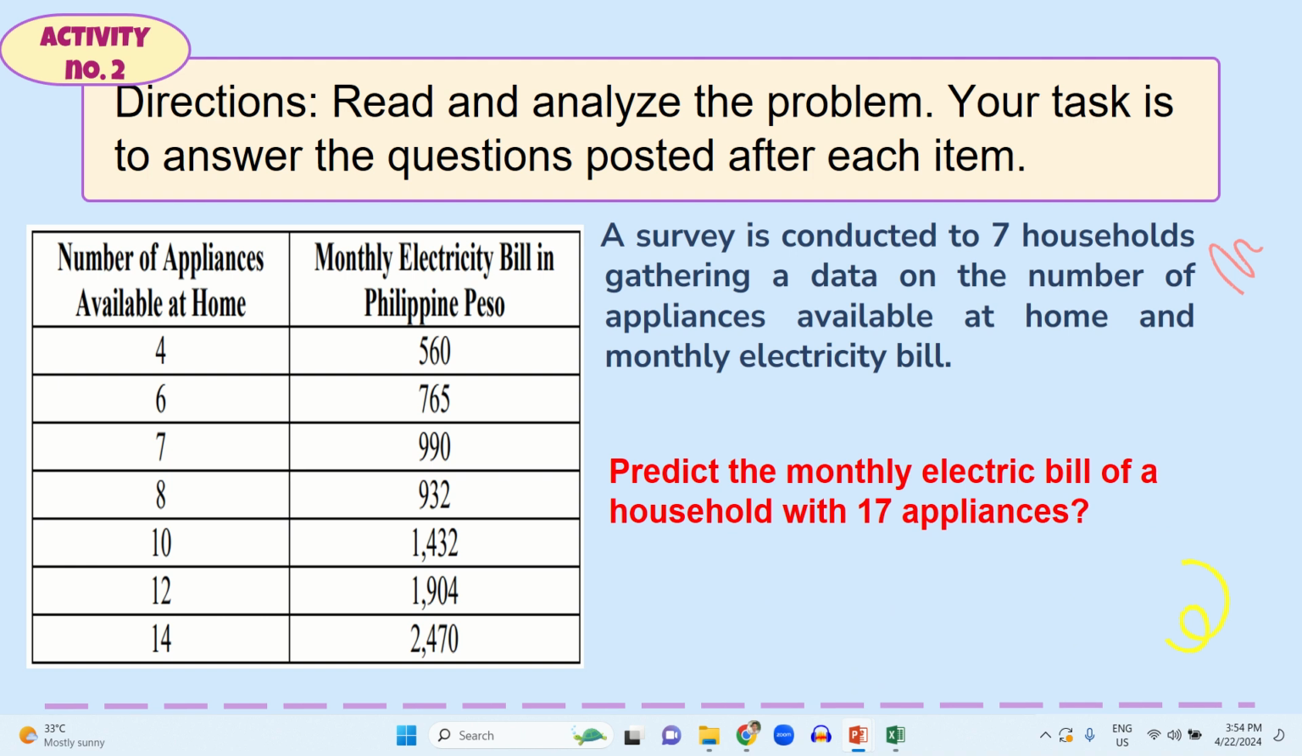And for activity number 2, that is all about the number of appliances available at home, the highest is 14, while the monthly electricity bill in Philippine peso, the highest is 2,470. Again, just a note, you can use regression analysis if the two variables are in positive correlation. It cannot be used in negative correlation. So your task in activity number 2 is to predict the monthly electric bill of a household with 17 appliances.